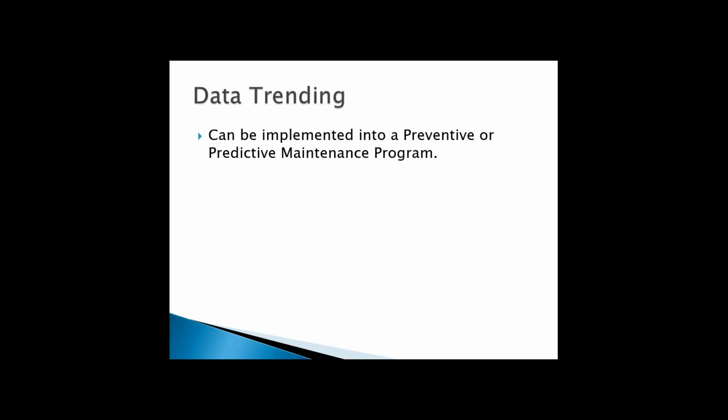Another benefit, data trending. You can use infrared technology and implement it into a preventative or predictive maintenance program. This can help you anticipate failures. You can actually look at a specific piece of equipment or component and get an idea of how close it is to its failure mode.